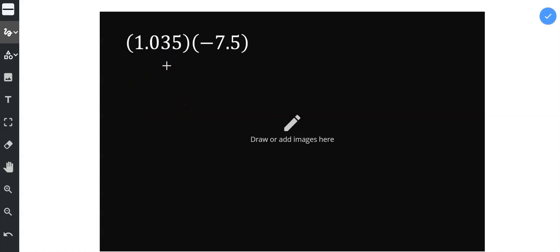In this example, we're going to multiply a positive number times a negative number. I just want you to see that the multiplication and division rules that we've learned for integers involving negatives and positives also apply to decimals. So take a look. We have this problem: 1.035 times negative 7.5.